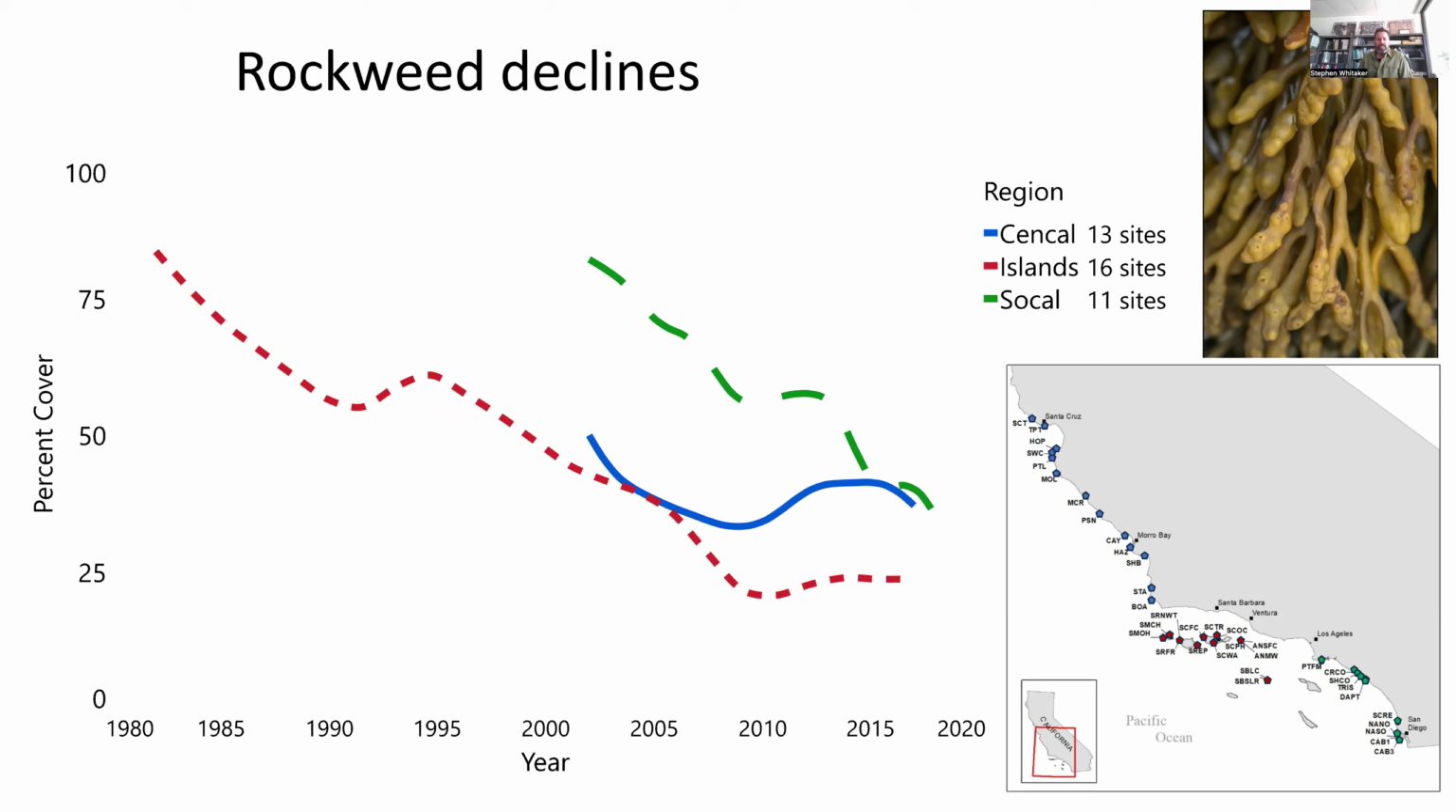And so you can see in this graph the cover of rockweed across multiple rocky intertidal sites in different regions. In this case, red represents the island sites, blue is for Central California sites, and green is for the Southern California mainland sites. And they've all decreased over time since we've been monitoring rockweeds. In this case, the Southern California sites and the island sites have decreased the most relative to Central California.